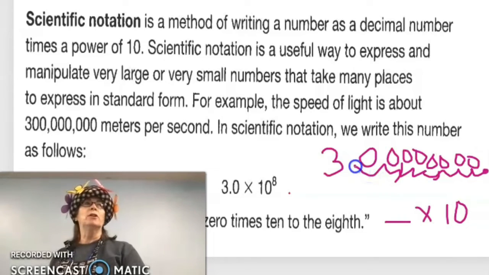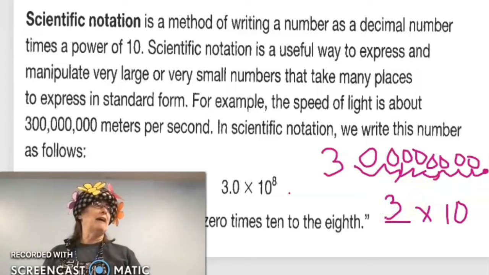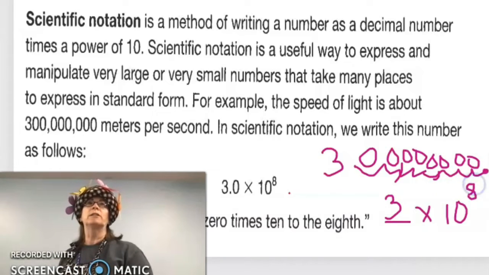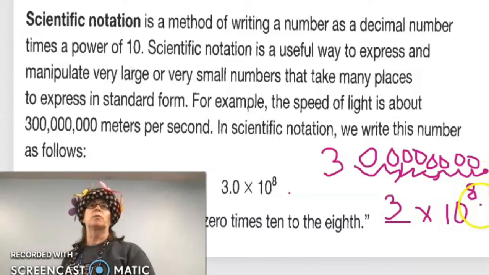Now, we had to move it to the left, okay, to get 3. We moved it left 8. To compensate for that, we're going to put positive 8. It's always going to be the opposite of which direction we had to go.